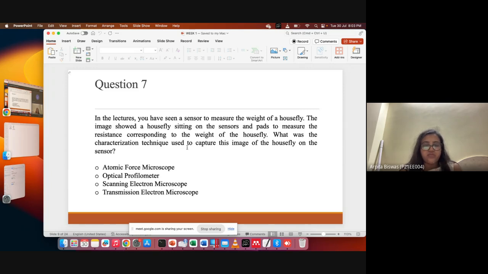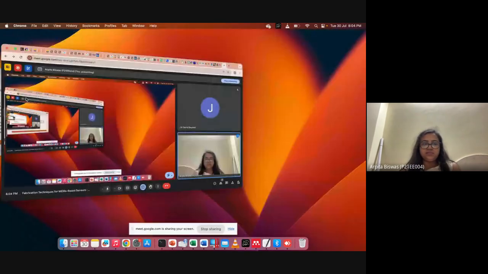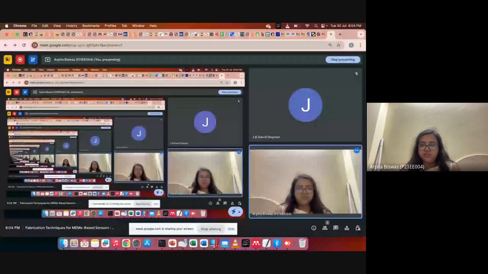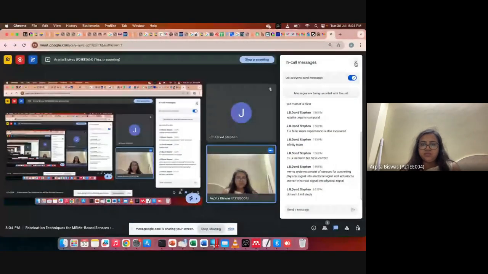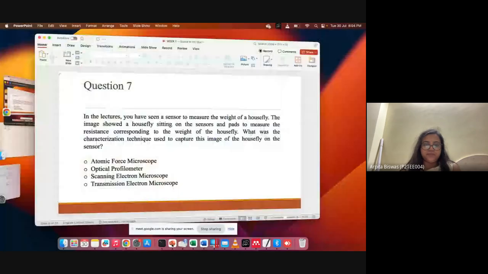See, all of these are used for capturing microscopic, nanometer or micrometer images, right? So if you have gone through the lecture, you can give the answer. There is a picture of a housefly on this sensor to measure the housefly's weight. So what technique did they use to capture the picture? There is no hurry, take your time, but at least try.